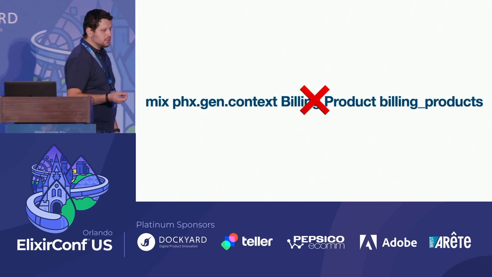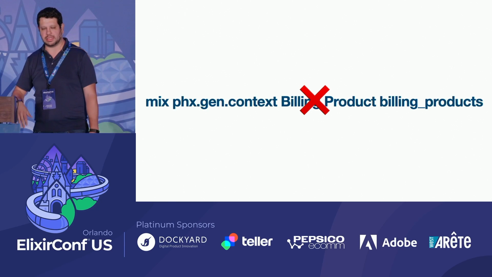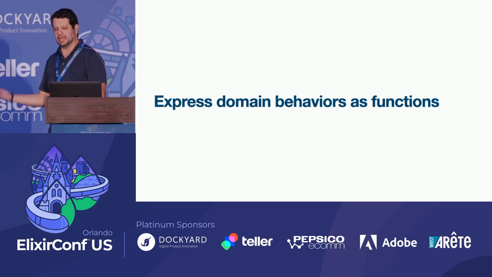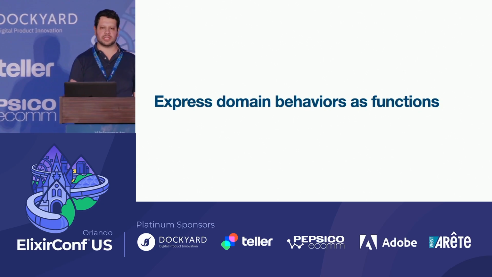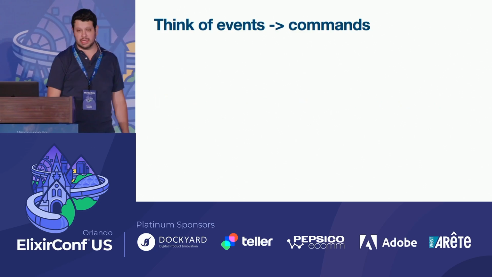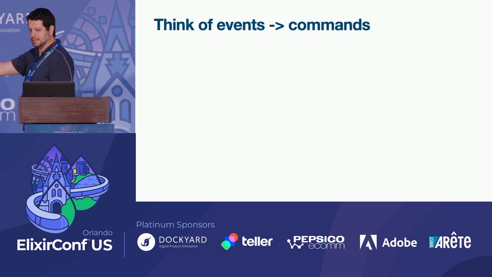So what does domain-driven design recommend for how we should define our bounded context interface? It recommends that, once again, we listen to the domain language. So we should express domain behaviors as functions in the bounded context, right? One helpful way to do this, it's not the only way, but I think it's helpful, is to think of events that then trigger commands.